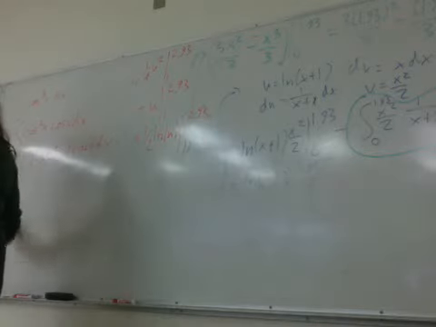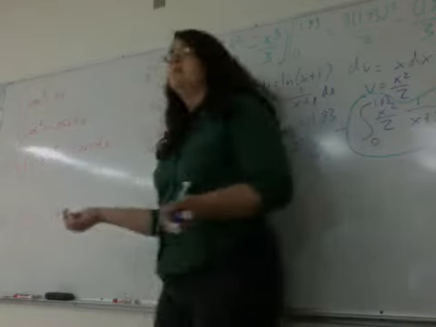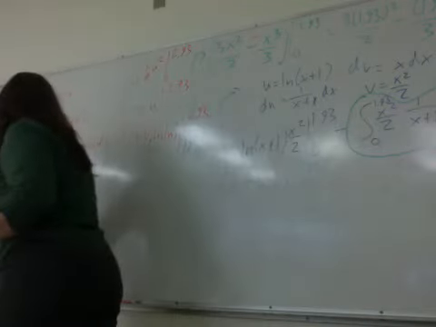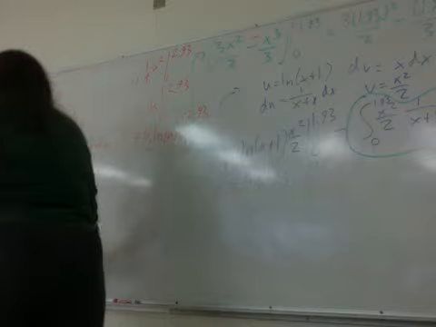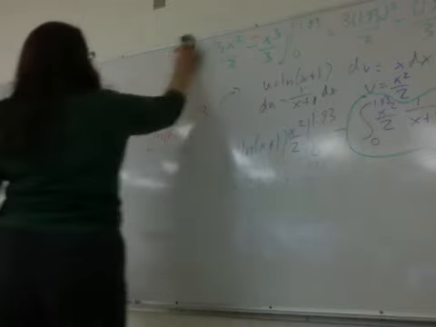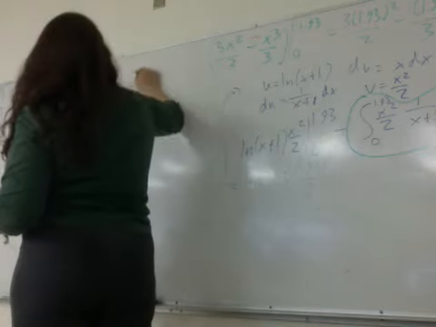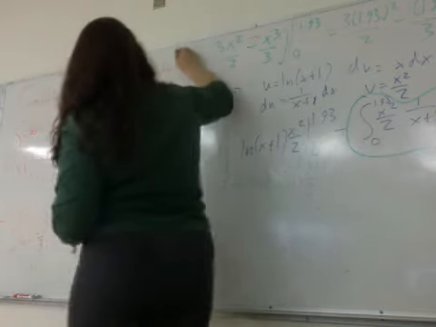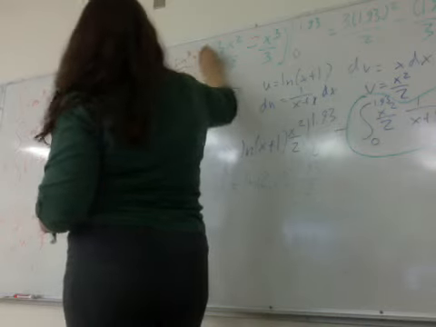So if u is sine x, du is cos x dx. So this integral will become the integral of 1 minus u squared du. If we take the antiderivative of 1, we get u. Take the antiderivative of u squared, we get u cubed over 3, plus c. And if we remember that u is sine x, then we get sine x minus, sorry, sine cubed x over 3 plus c.